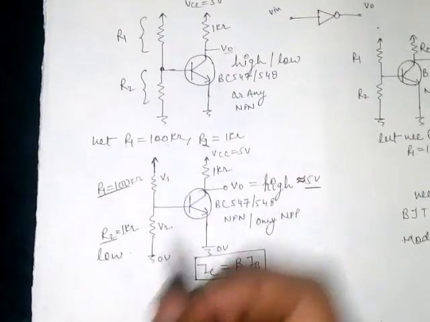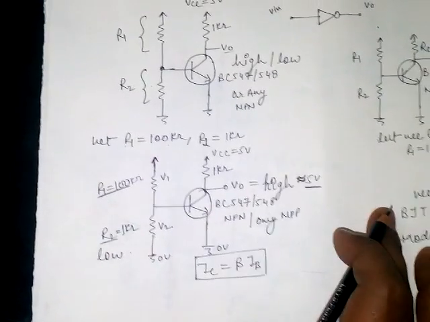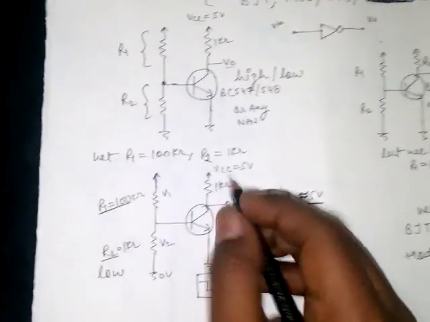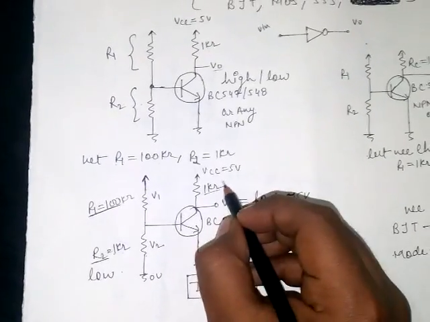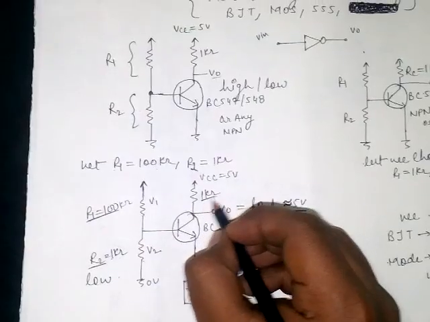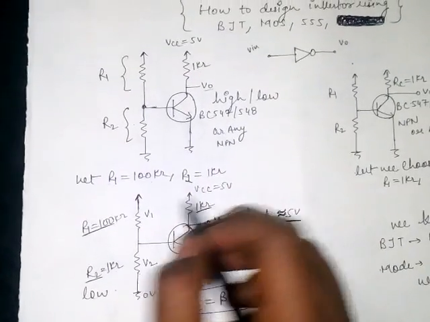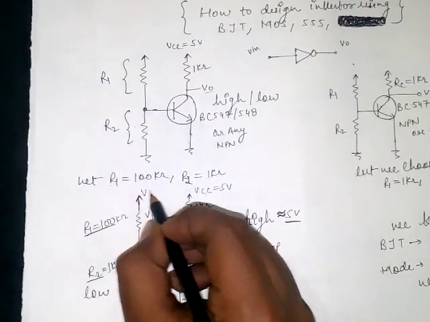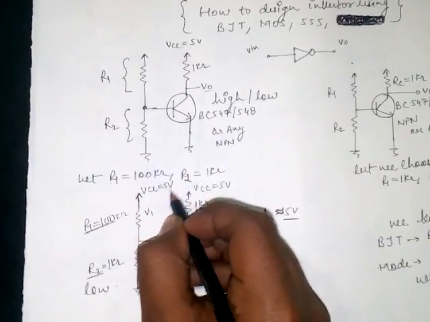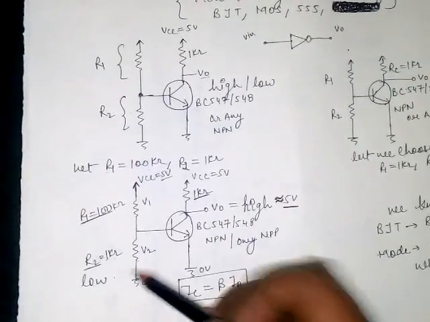Here is the first circuit, where you can see we choose the value of R1 equals 100 kilo ohm and R2 equals 1 kilo ohm, and at the collector side we choose the value of RC as 1 kilo ohm. So when we connect the power supply, here 5 volts, current will start flowing from there to here.